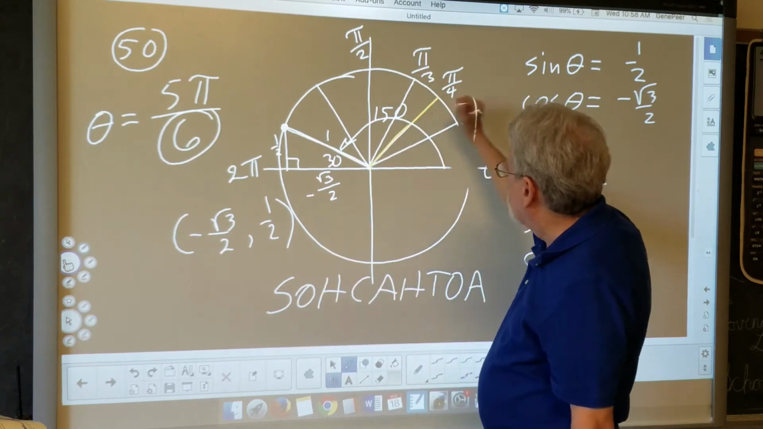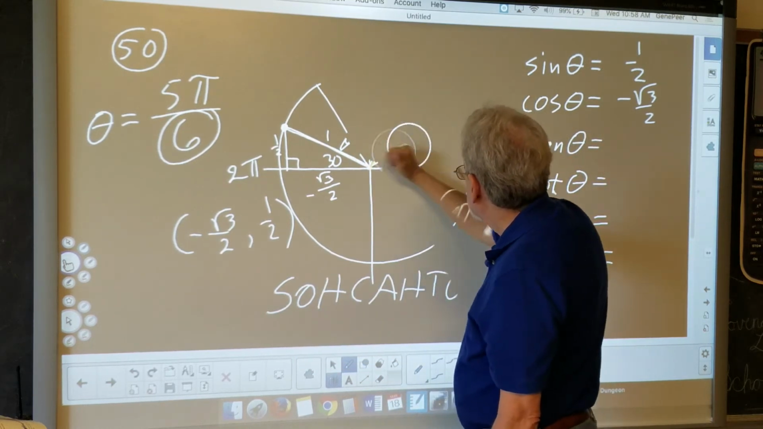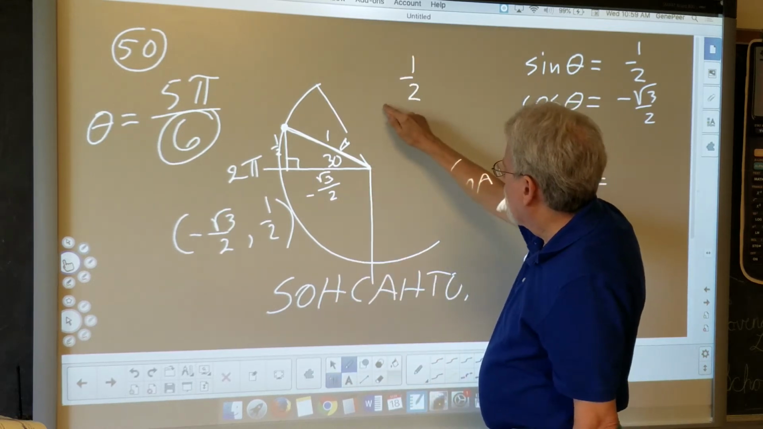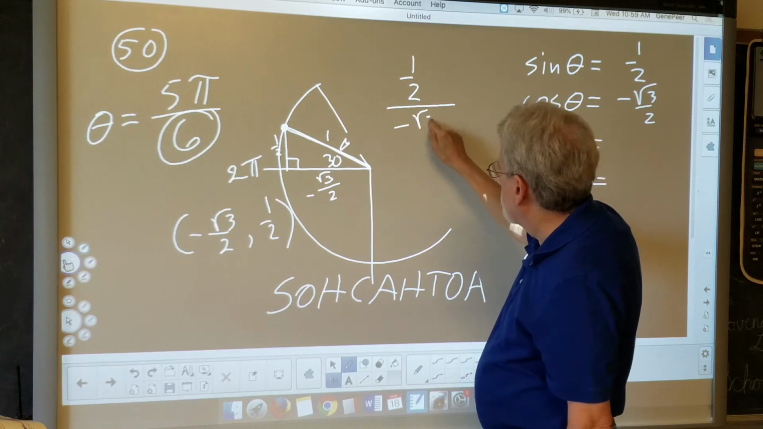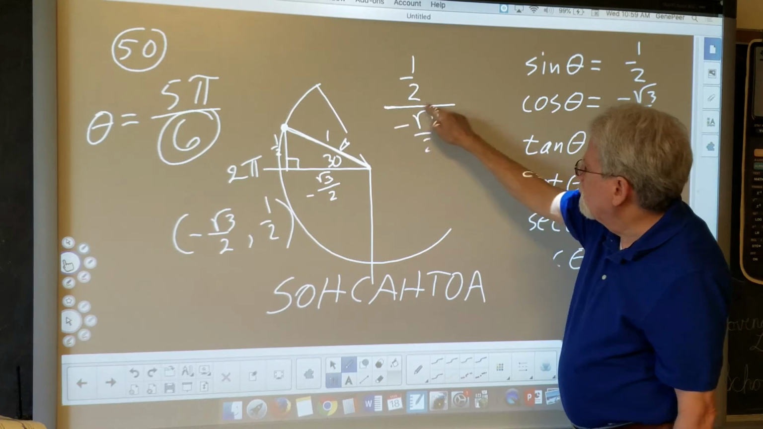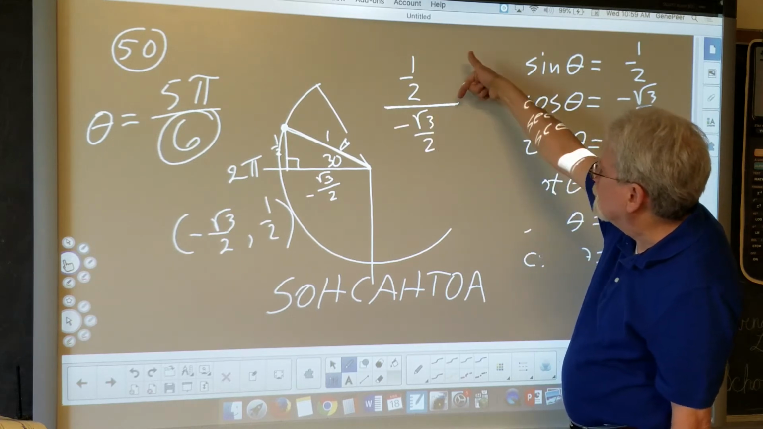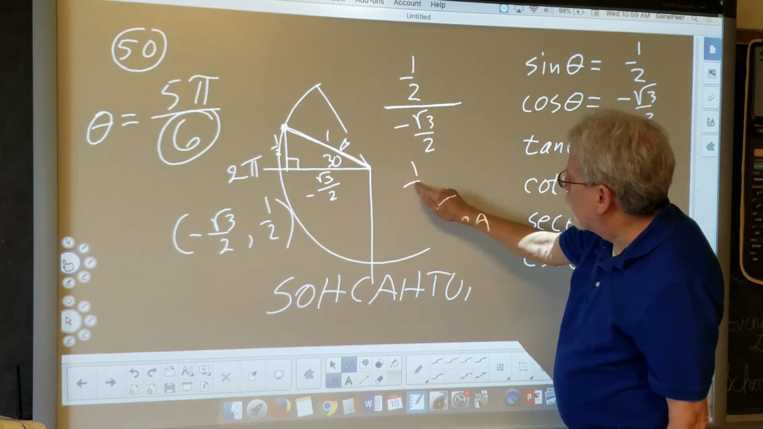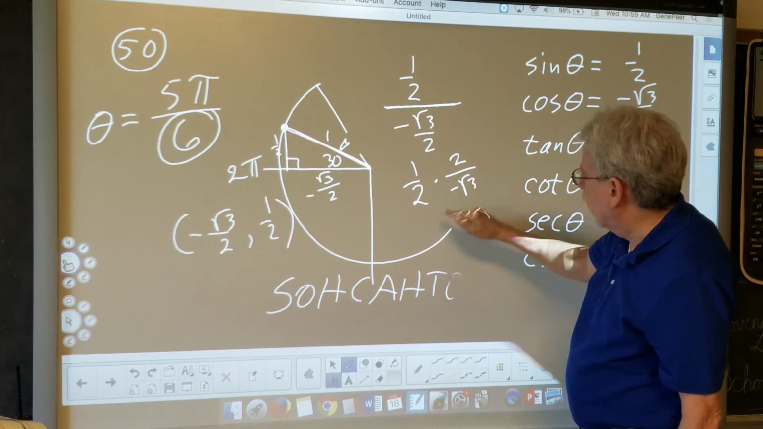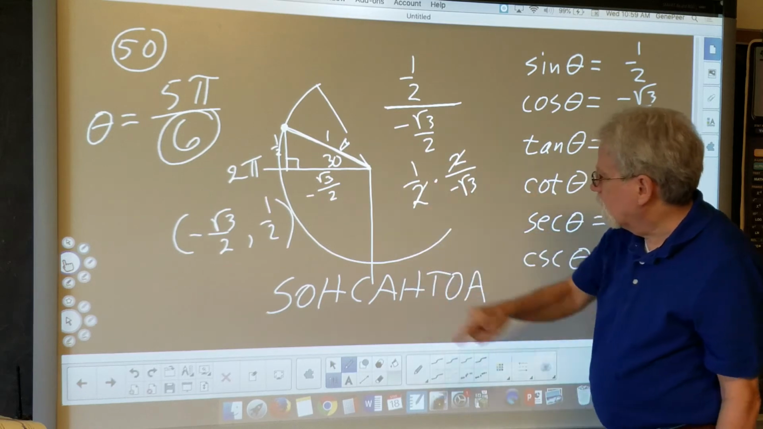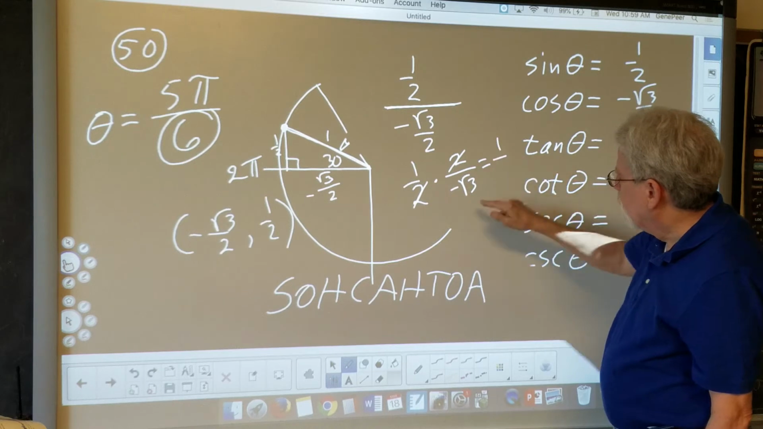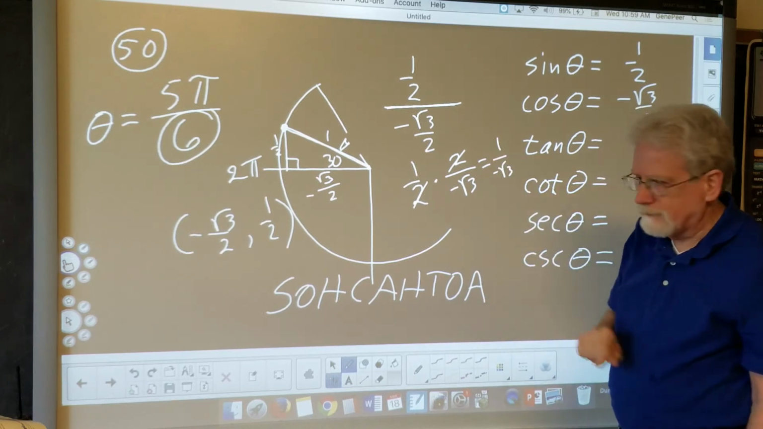I think we can get rid of this now. The tangent is going to be 1/2 over negative square root of 3 over 2. Of course, we can't leave it that way. We have to change the division into multiplication by the reciprocal. That becomes 1/2 times 2 over negative square root of 3. The 2's cancel. What do we end up with? 1 over negative square root of 3.